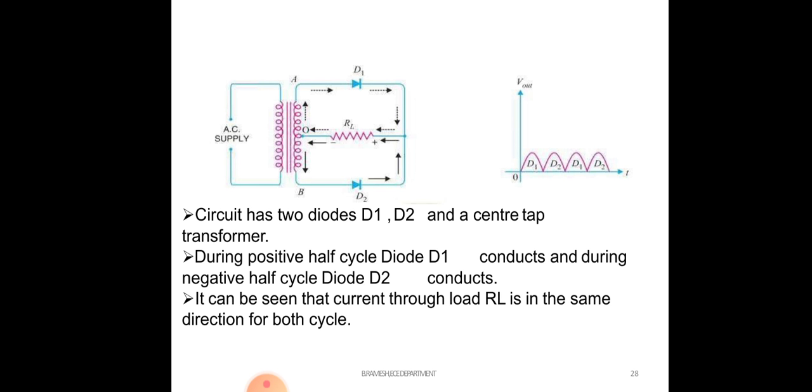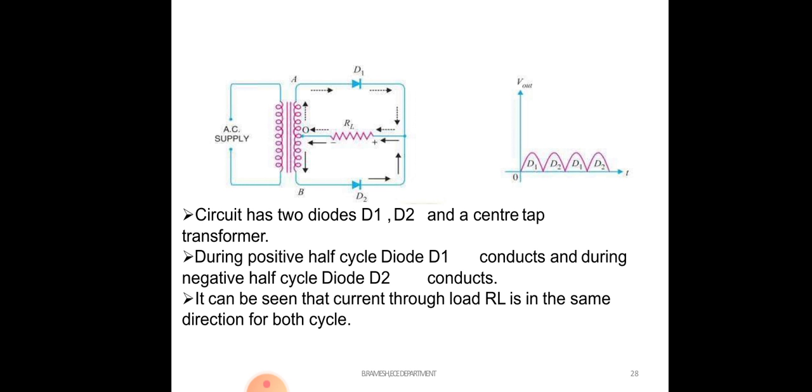Next, the full wave rectifier. This is the full wave rectifier circuit diagram. The circuit has two diodes, D1 and D2, and a center tapped transformer. During the positive half cycle, diode D1 conducts, and during the negative half cycle, diode D2 conducts. The current through the load RL is in the same direction for both cycles. For a positive cycle, D1 is forward biased and D2 is reverse biased. For a negative cycle, D1 is reverse biased and D2 is forward biased.